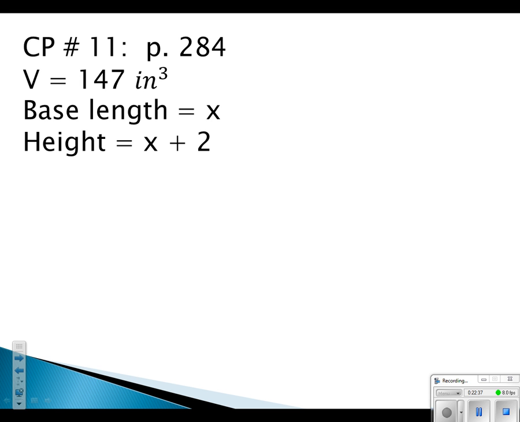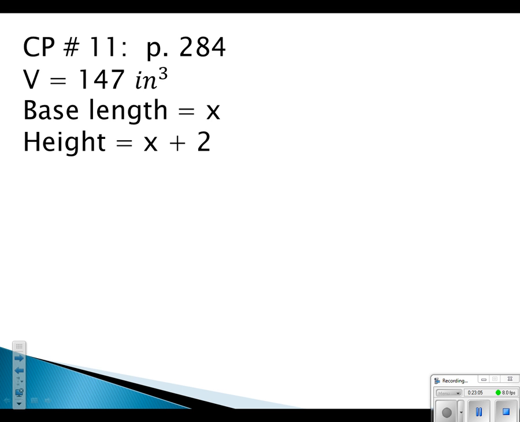Let's take a look at checkpoint number 11 on page 284. I'm doing this one because volume is something that we do in fact deal with a lot. There's one example done for you in the textbook. It says you're designing a candle, and the one in the book is done for us, and we're going to redo it with a different relationship for the pieces of our cone.